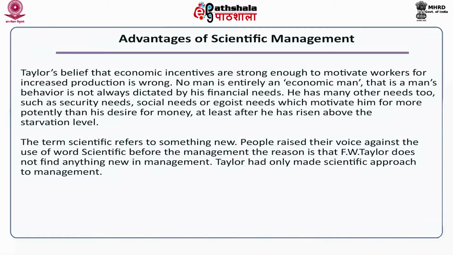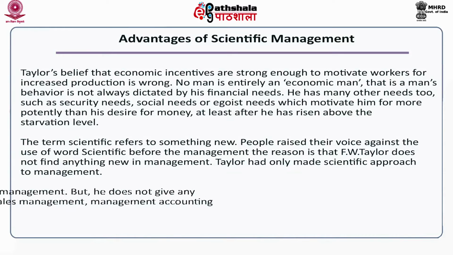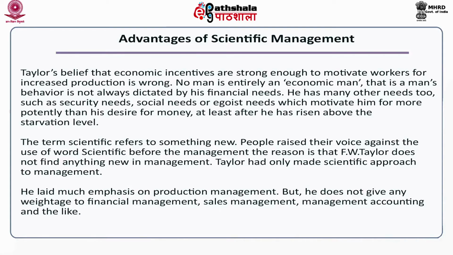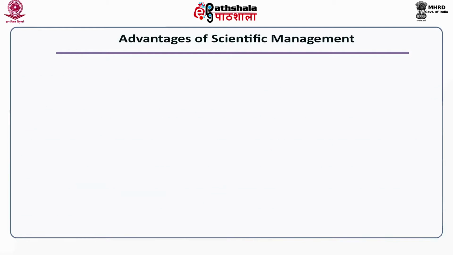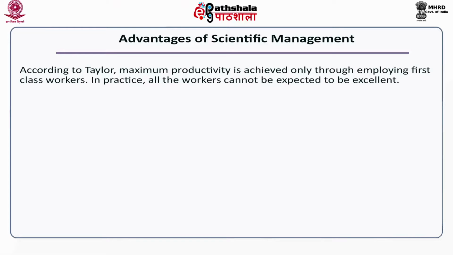The term scientific refers to something new. People raised their voice against the use of the word scientific before management. The reason is that F.W. Taylor does not find anything new in management. Taylor had only made a scientific approach to management. He laid much emphasis on production management, but he doesn't give any weightage to financial management, sales management, management accounting and the like. According to Taylor, maximum productivity is achieved only through employing first-class workers.